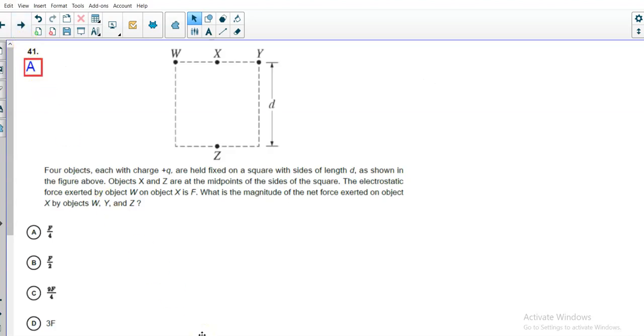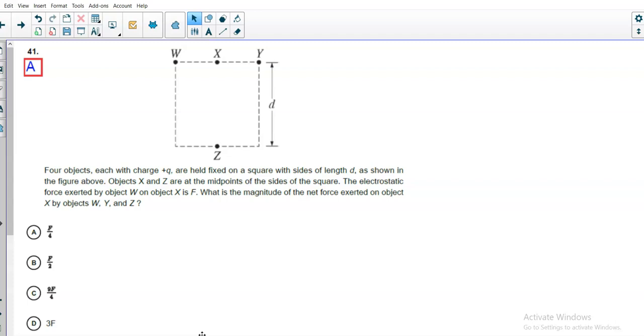4 objects, each with charge Q, are held in a fixed square with sides of length D as shown in the figure above. Objects X and Y are at the midpoints of the sides of the square. The electrostatic force exerted by object W on object X is equal to F. What is the magnitude of the net force exerted on object X by objects W, Y, and Z?